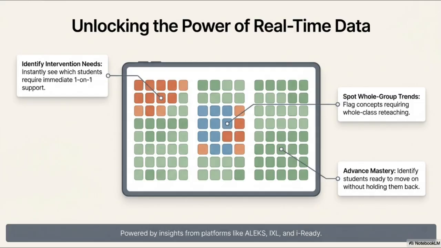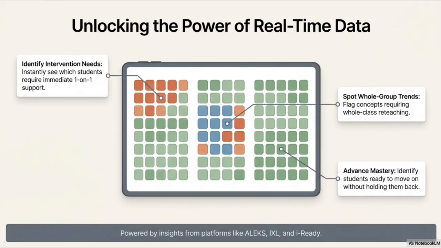One aspect of adaptive learning that I find especially valuable is the data it provides. Many platforms generate reports that allow teachers to identify patterns, monitor progress, and make informed instructional decisions. Programs such as Alex, IXL, and iReady can help teachers quickly determine which students need intervention, which concepts require reteaching, and when students are ready to move on.